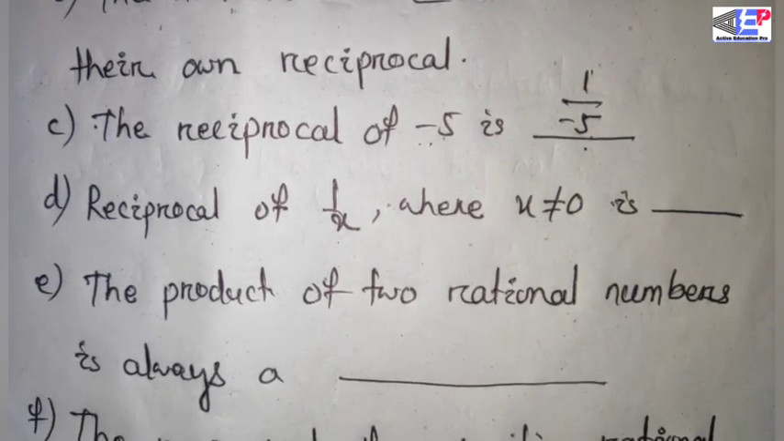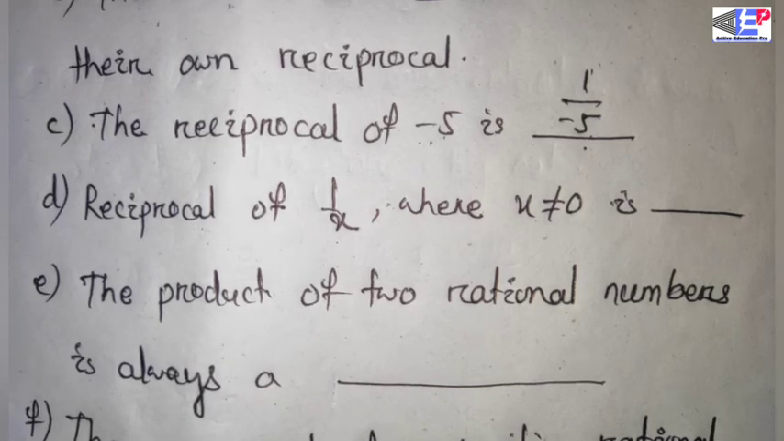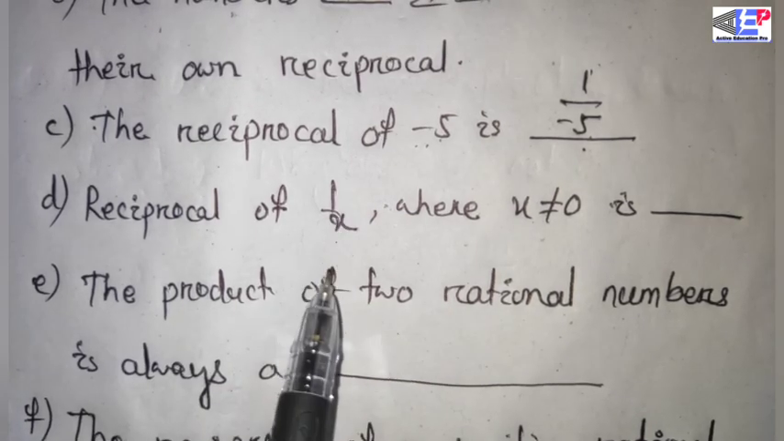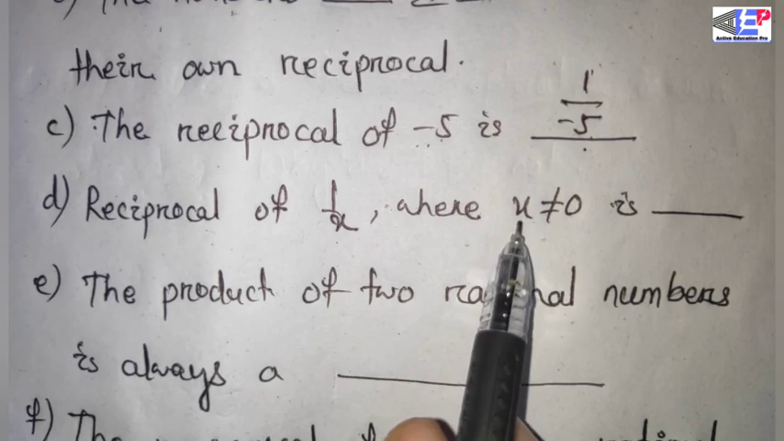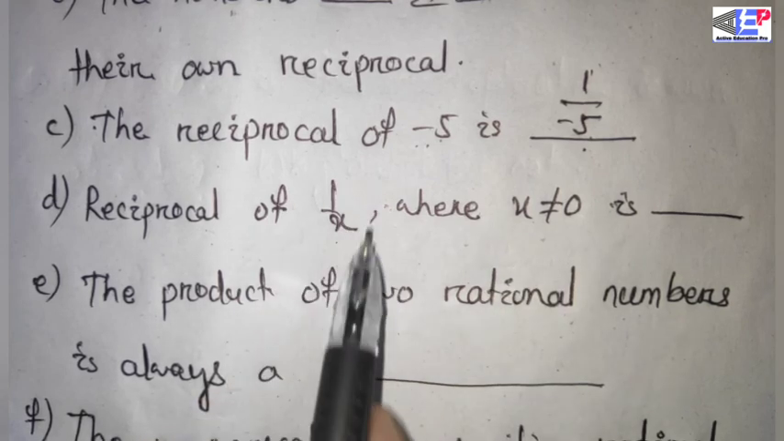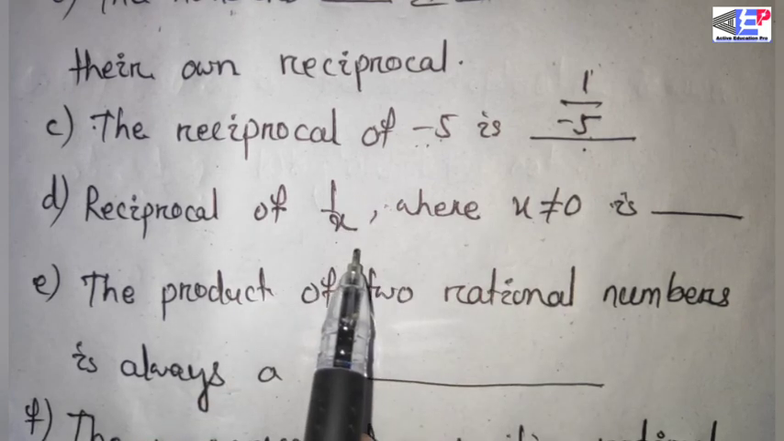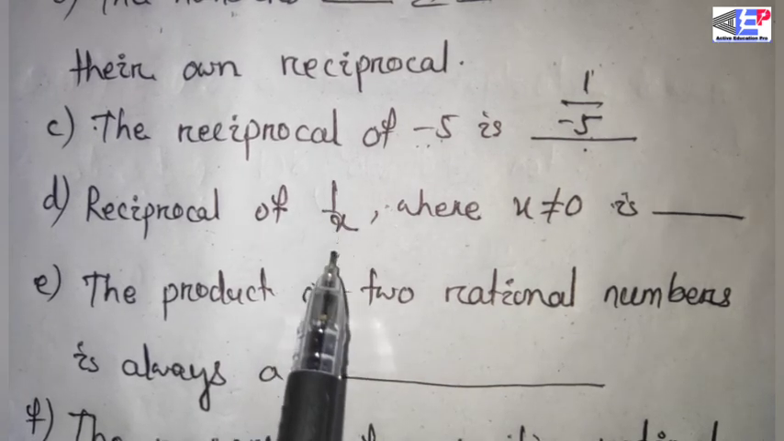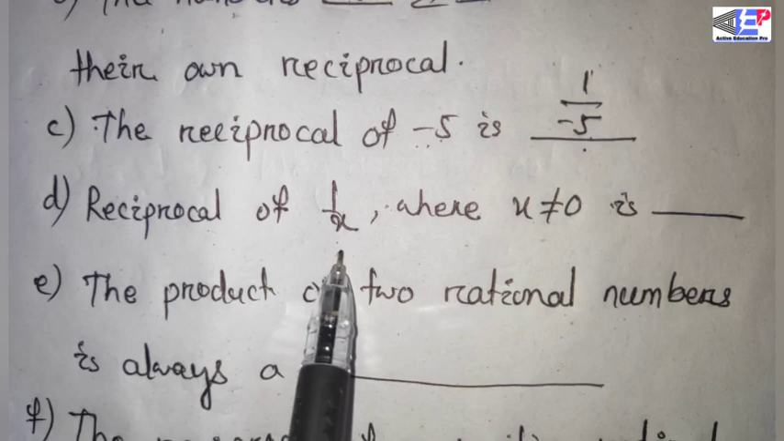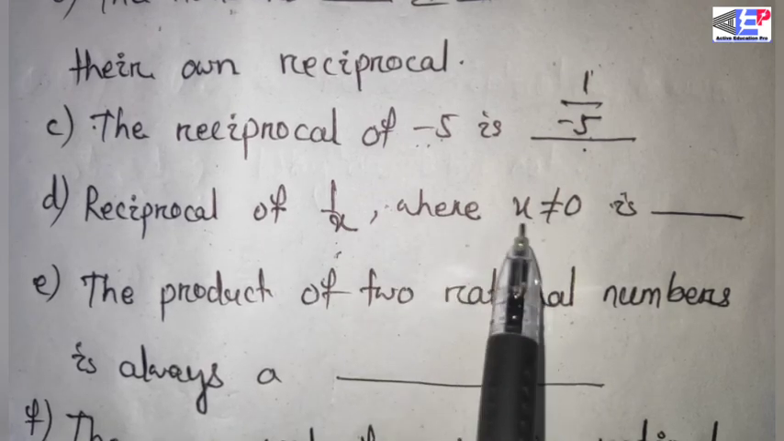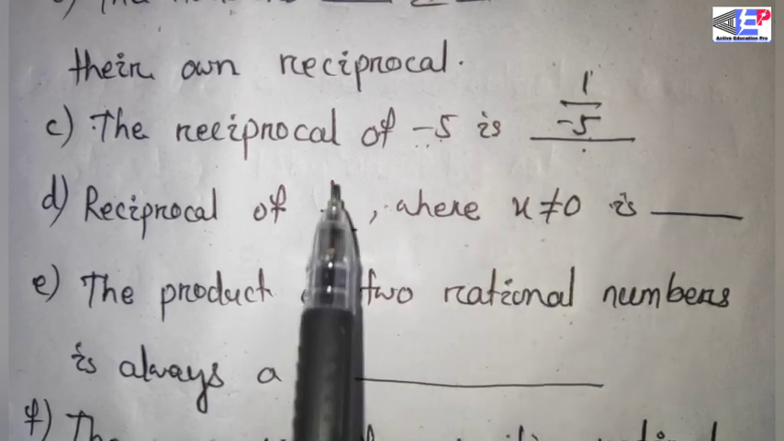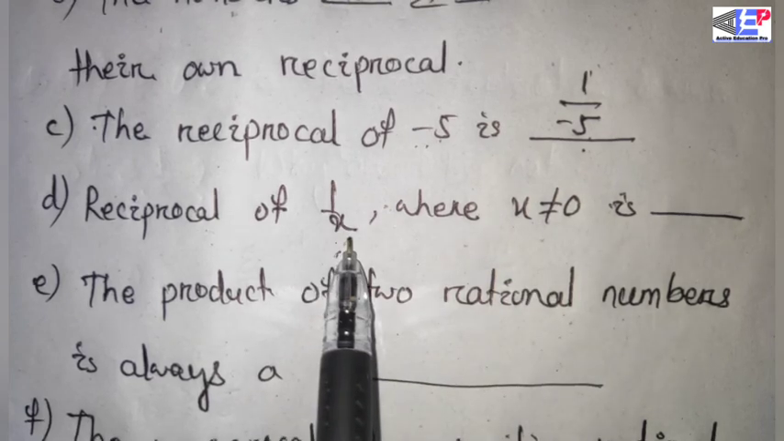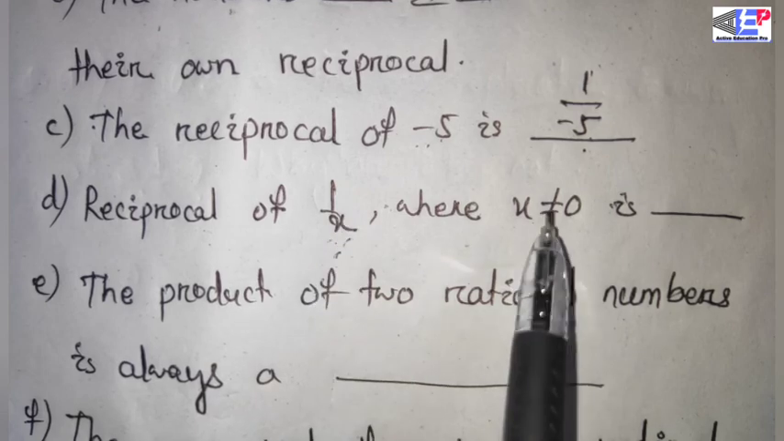Question D, the reciprocal of 1 by x, where x is not equal to 0, is dash. 1 by x is in p by q form where the condition is x is not equal to 0. So 1 by x is a rational number. Remember, here it is a fraction. 1 by x is in p by q form, but we don't know what the value of x is. Here the condition is x is not equal to 0. So 1 by x is a rational number in p by q form and q is not equal to 0.